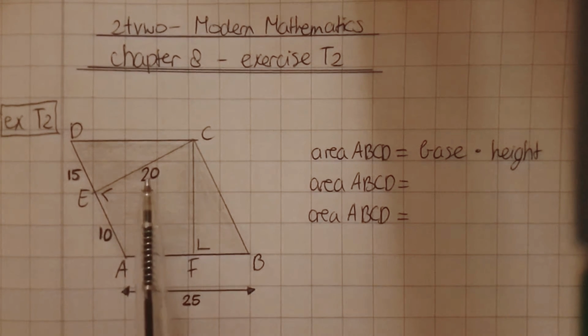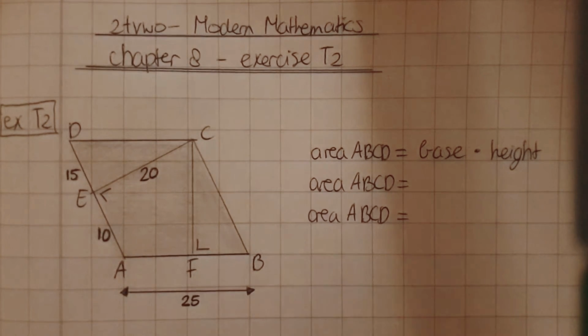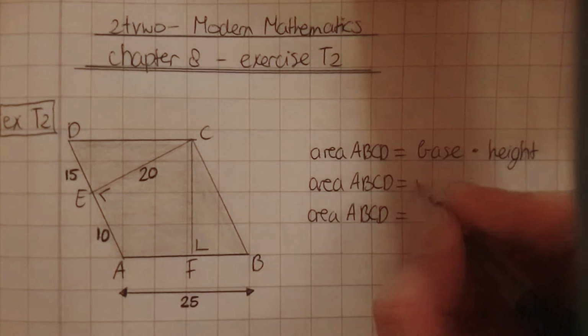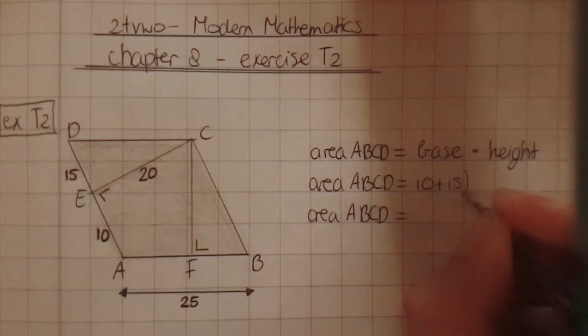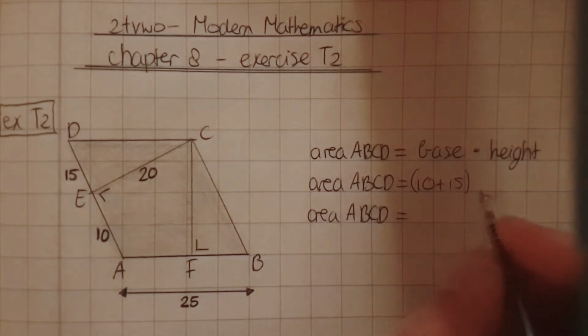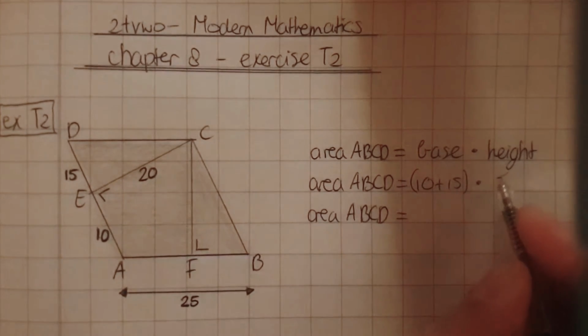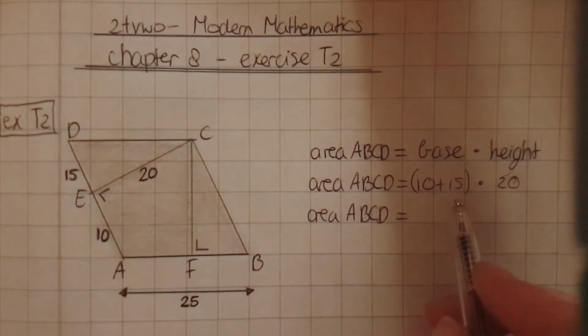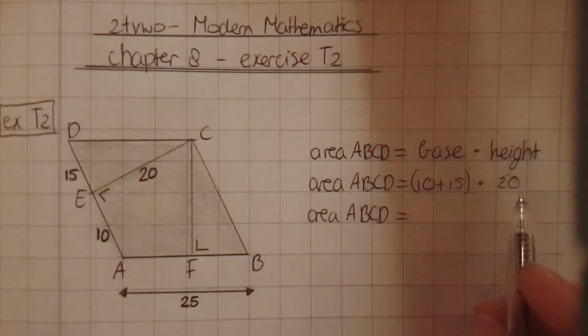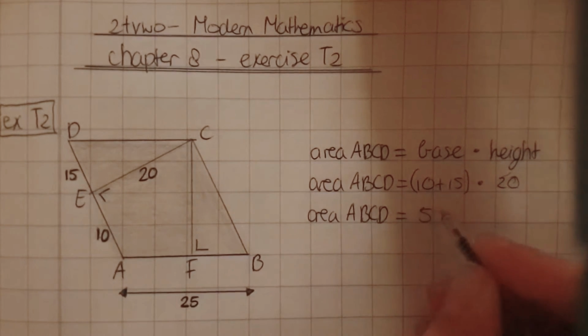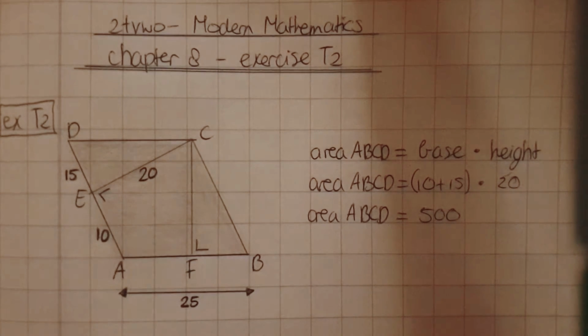I know that one, so I'm going to use AD as a base, which is 10 plus 15. So 10 plus 15 is the base, times the height, which is 20. 10 plus 15 is 25, and 25 times 20 is 500. So the area of parallelogram ABCD is 500.